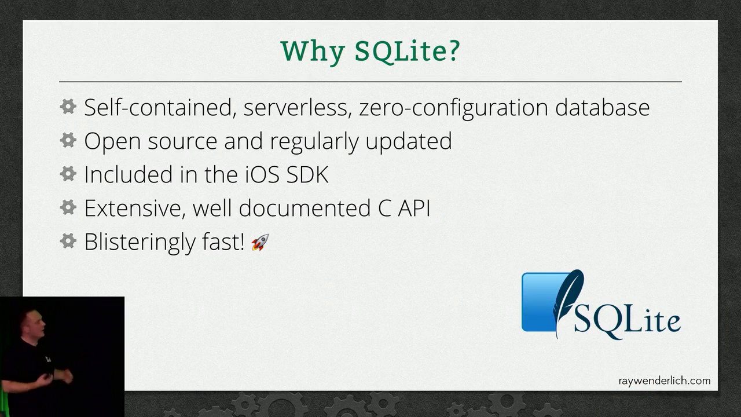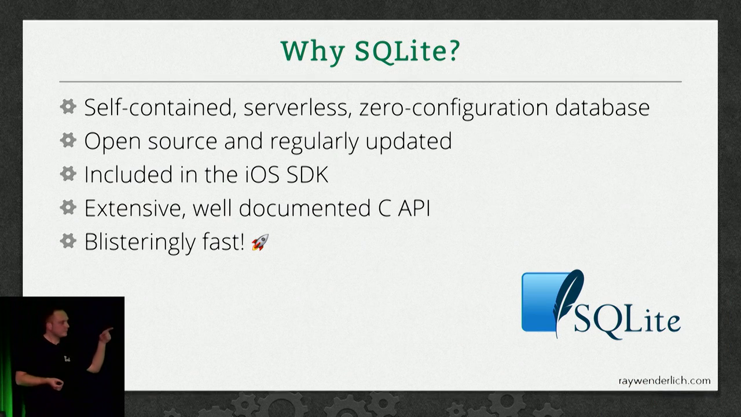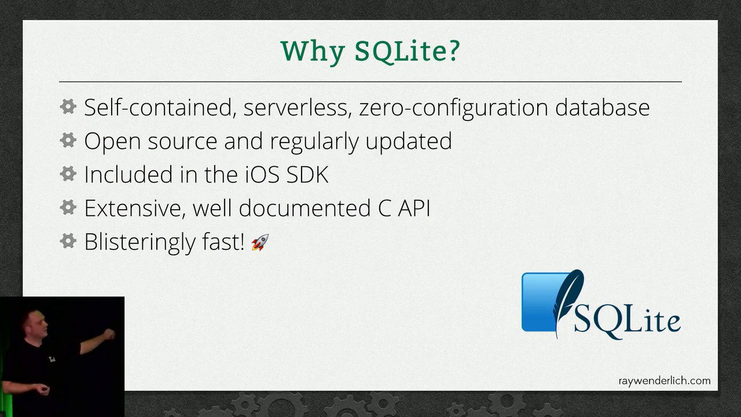And finally, I just wanted to touch on why we're going to be using SQLite. Well, SQLite is a fantastic library. It's a self-contained, serverless, zero configuration database for anybody that's not used it before. It's open source, and even though it was released back in 2000, it's still regularly updated. It's included in the iOS SDK. As I said, it kind of underpins Core Data on iOS. So when we're working with the demo, there's no messing about trying to hook up any third-party dependencies. It's got a really good, extensive, well-documented C API, and we're going to take full advantage of that as we get into the demos. And it's blisteringly fast.